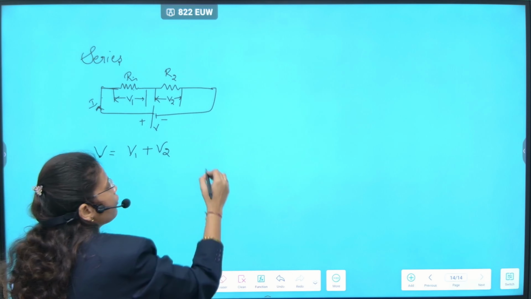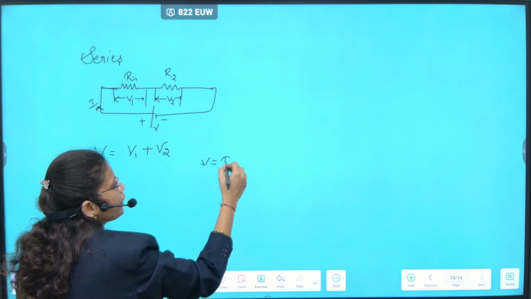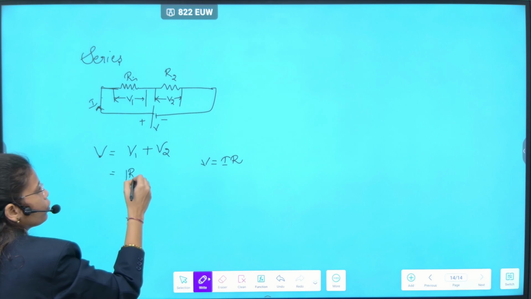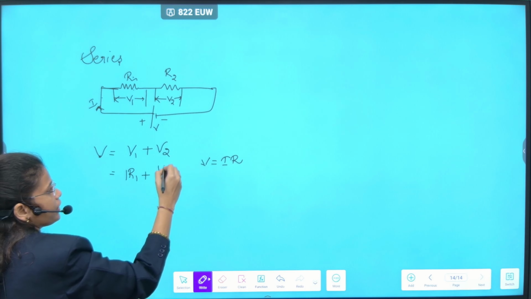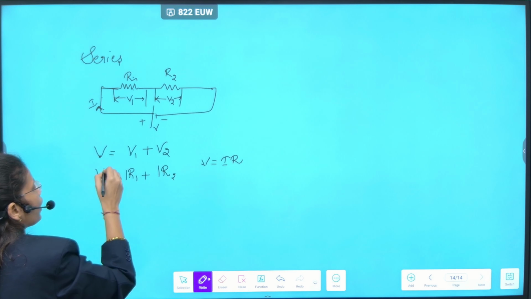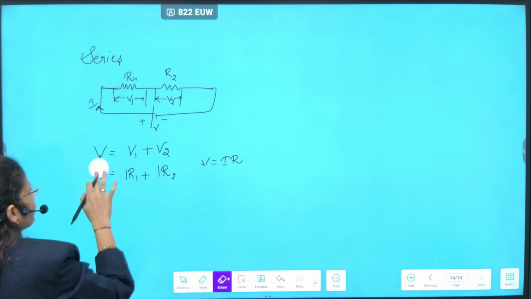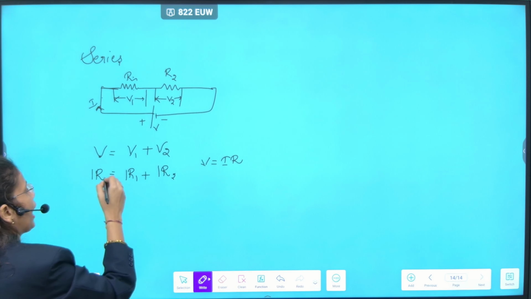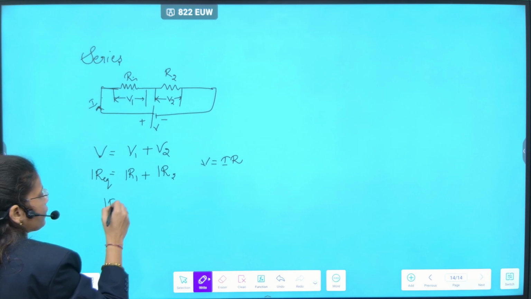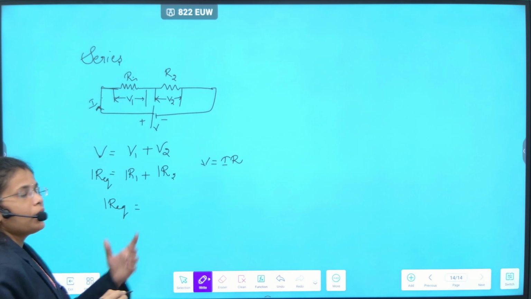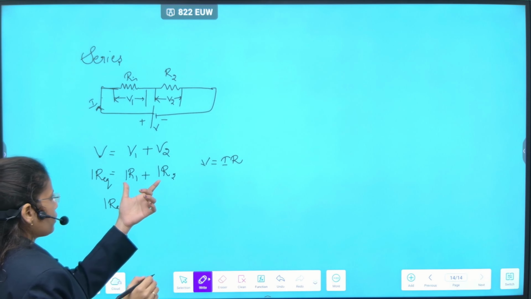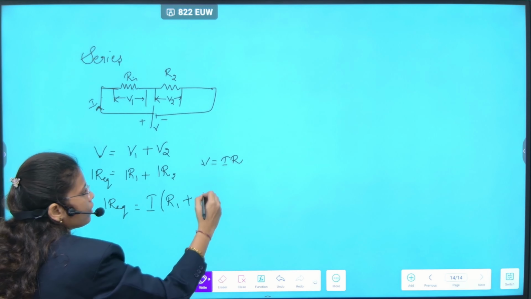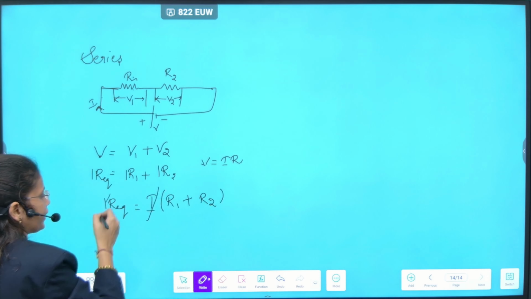From Ohm's law, V equals I into R, so V1 is I into R1 and V2 is I into R2, and V is I into R equivalent. I into R equivalent equals, taking I common, I into R1 plus R2, where I and I get cancelled.